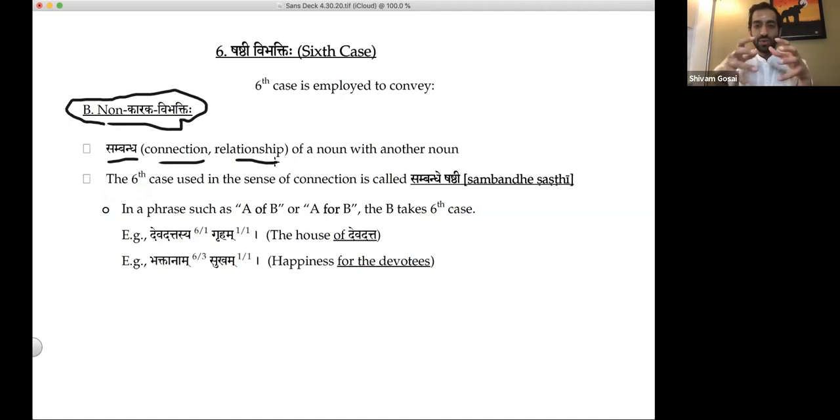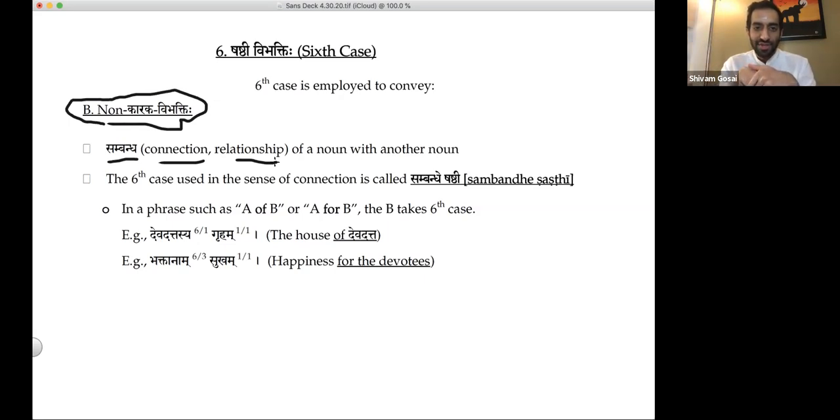When there's a connection between two nouns, that's given the sixth case. When there's a connection of one noun with another noun, that's given the sixth case. Okay. Notice how this is different. A karaka is a noun connected with a verb in a special relationship. Here we have a noun connected with a noun. When that is the case, it's called sambandhe shashti. Sambandhe shashti. You have a noun connected with a noun.